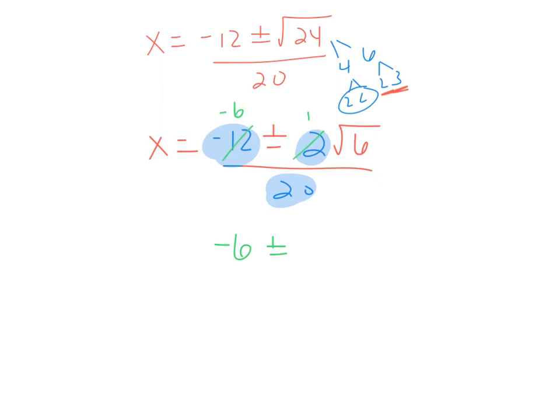If I cut this down, I'm going to put a 1. You don't have to put the 1 there in front. If you just put square root of 6, that's the same thing. It's up to you. And then if I cut this by 2, I'd have a 10 here. So now this is your exact solution.